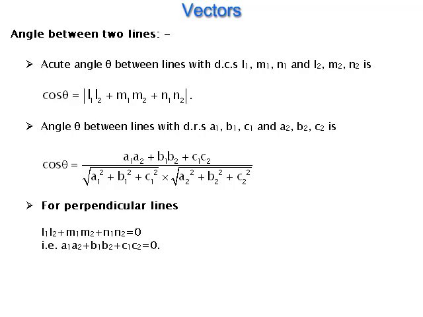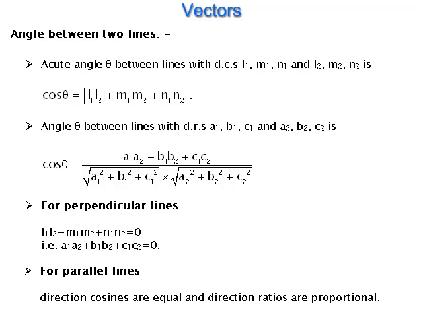Clearly, for perpendicular lines, l1 l2 + m1 m2 + n1 n2 equals 0, that is a1 a2 + b1 b2 + c1 c2 equals 0. If two lines are parallel, their direction cosines are equal and their direction ratios are proportional.